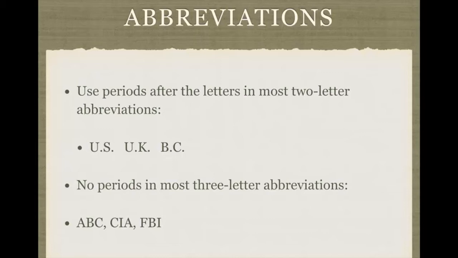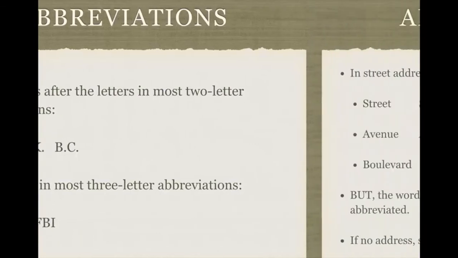For three-letter abbreviations like FBI, CIA, ABC, NBC, CBS, stuff like that, no periods, just the three letters. Why? I honestly cannot tell you. That's just AP style. It's just one of those rules that you get used to after a while. After you look it up enough, you will begin to know two-letter abbreviations, periods in between the letters. Three-letter abbreviations, no periods.